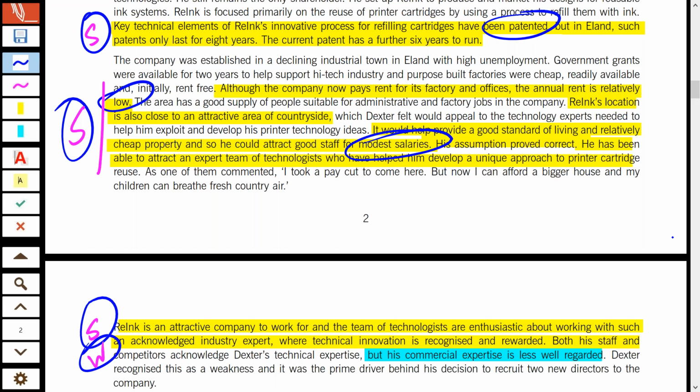So there's no particular format. You just start by saying the following is the SWOT analysis of Re-ink. Give a heading Strength, give 2-3 paragraphs, one paragraph for each point. Weakness, 5-6 paragraphs, one paragraph for each weakness. Opportunities, 2-3 paragraphs, one paragraph for each opportunity. Threats, 2-3 paragraphs, one paragraph for each threat.